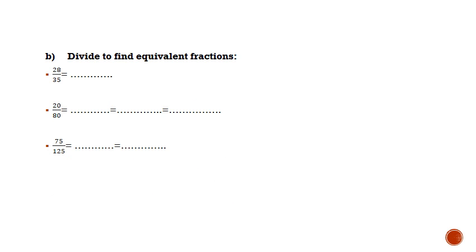Now in part B, I need to divide the fraction in order to make equivalent fractions. Yes, Fatima. Very good. So I need to divide by a number divisible by both terms of the fraction, right? So 28 is divisible by 7 and 35 is divisible by 7. So what do I get? 4 over 5. Excellent.